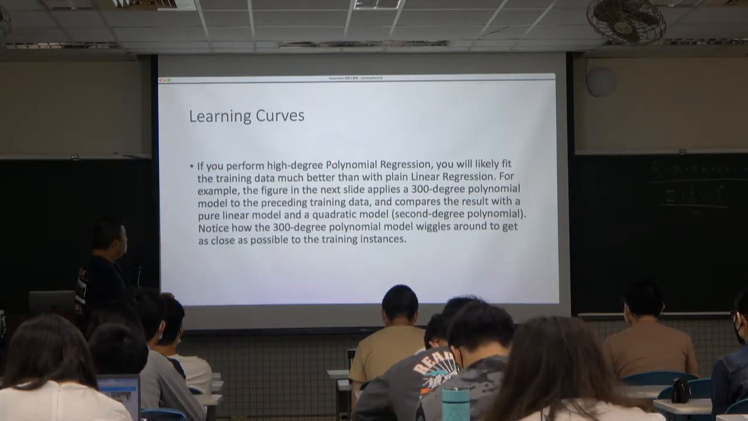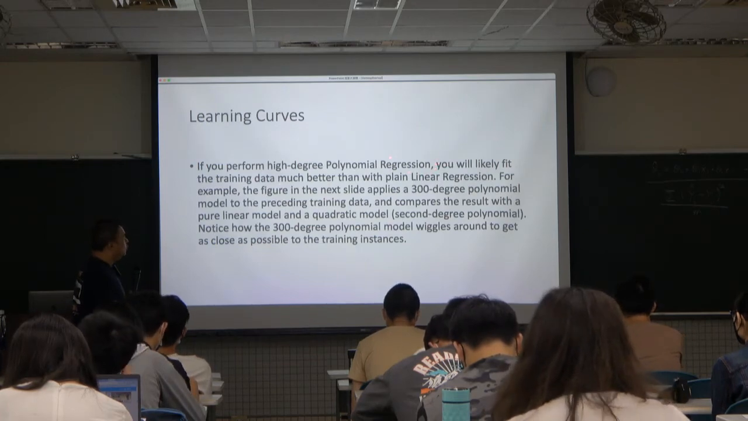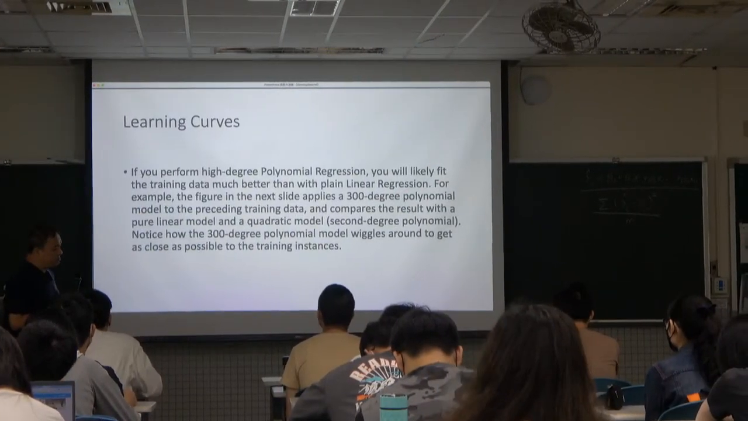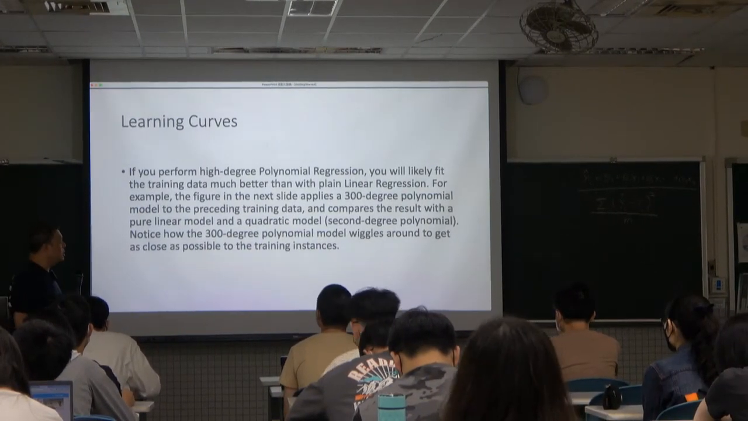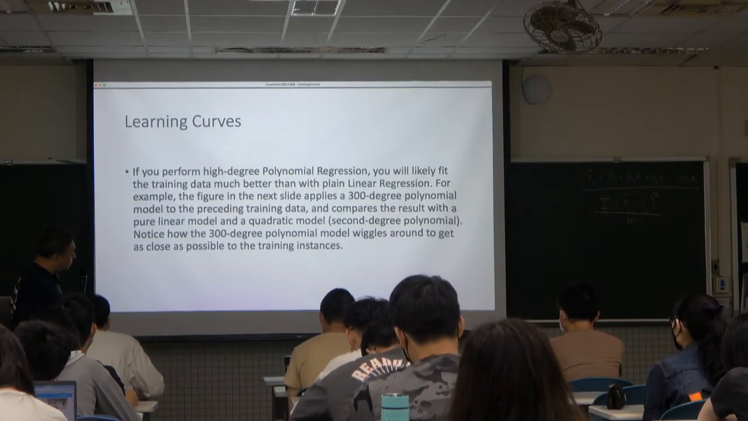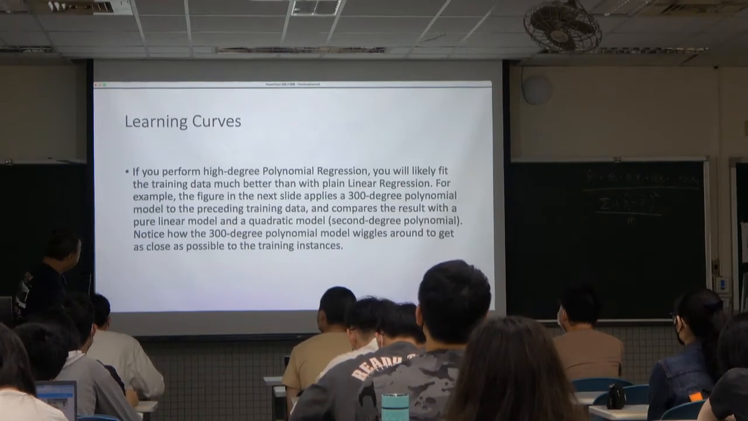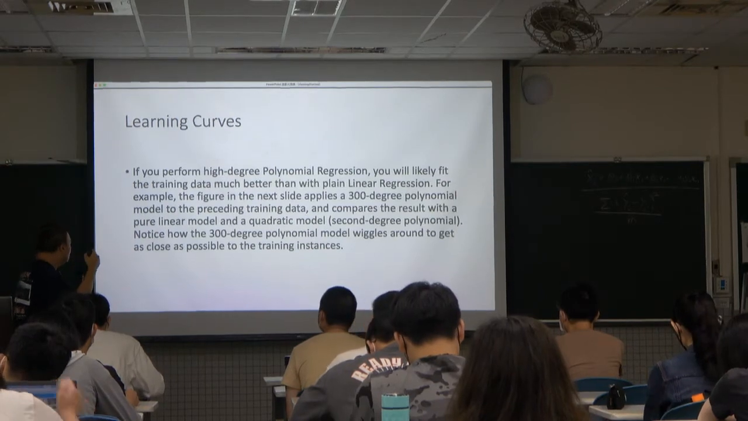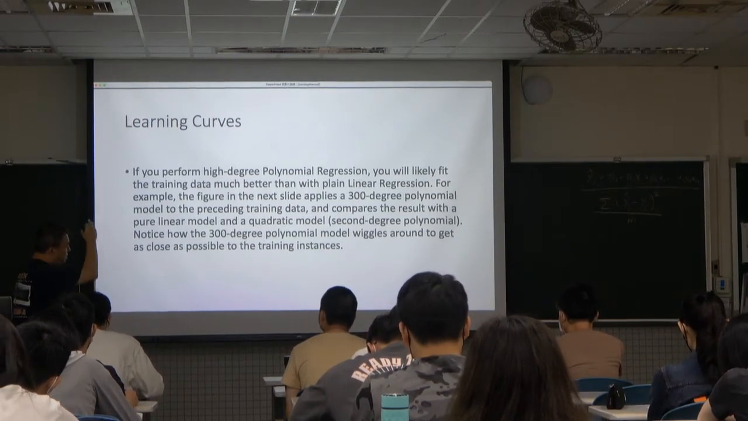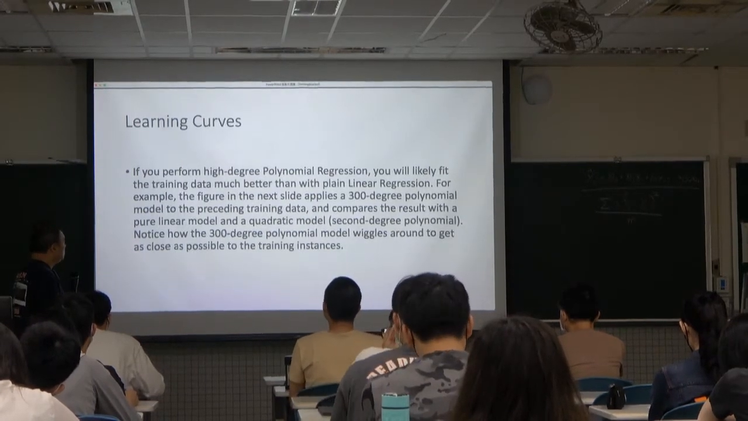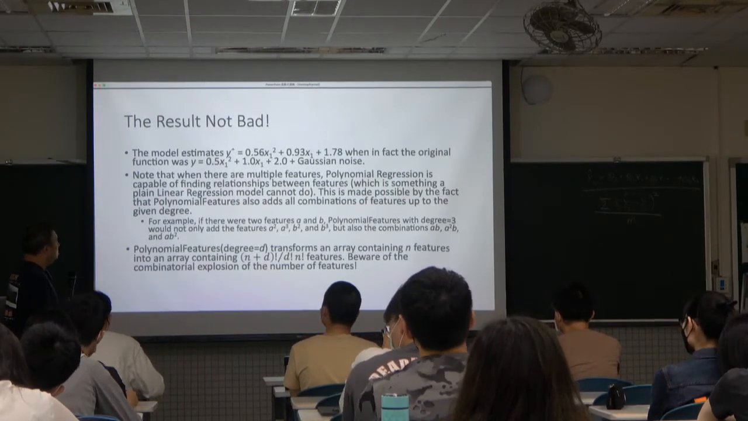If you perform high degree polynomial regression, you will likely fit the training data much better than with plain linear regression. Linear regression, if you don't generate the second order terms, is obviously going to generate a line, but that line doesn't fit very well. If you generate a second order polynomial, as I showed earlier, it looks much better.